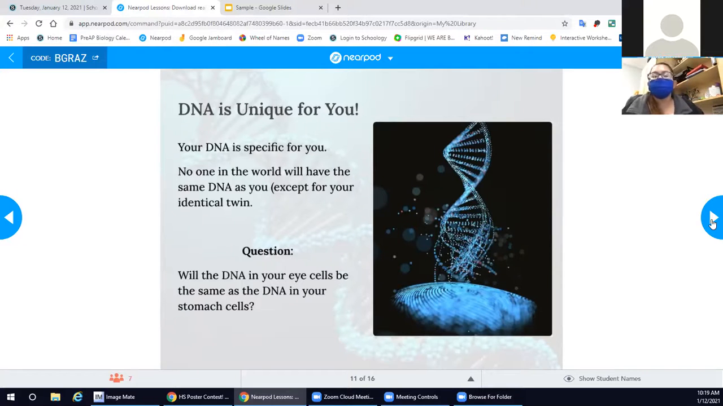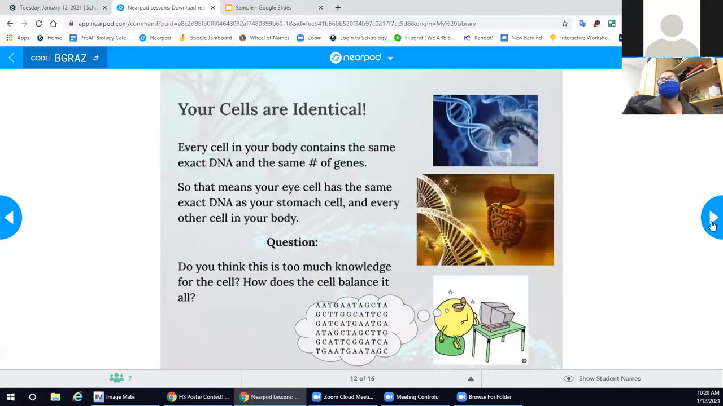All right, so question. Will the DNA in your eye cells be the same as the DNA in your stomach cells? Think about that. Will your eye cells have the same DNA as your stomach cells? Think about that one for a minute. All right, hopefully you got your answer in your head. So yes, they are going to have the exact same DNA.